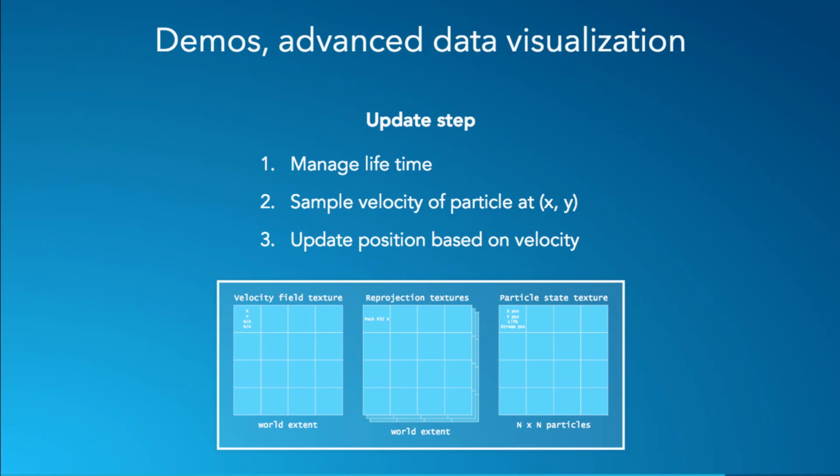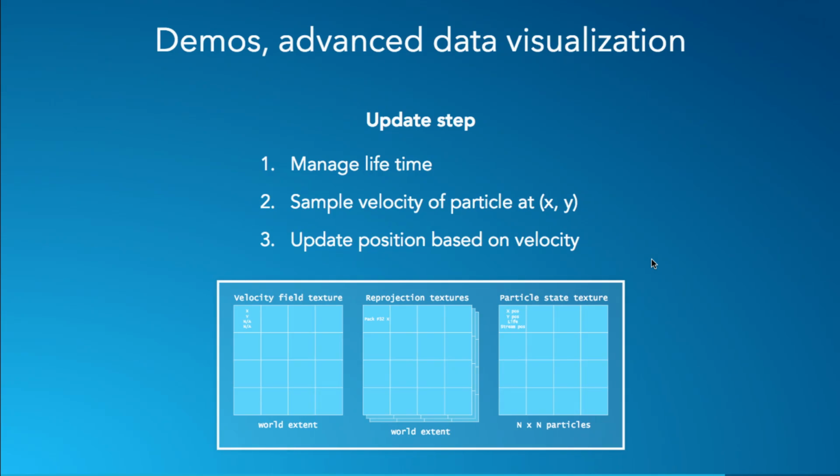So in the update step, I'm going to manage the lifetime. This is running on the shader now. Manage the lifetime of the particles, so they appear in a random location, then follow the velocity field, and then disappear and reset to another location. So you have to manage this. Sample the velocity in the velocity texture for the particle and update the position based on simple Euler integration: velocity times time step, and then update the position of the particle in the texture.